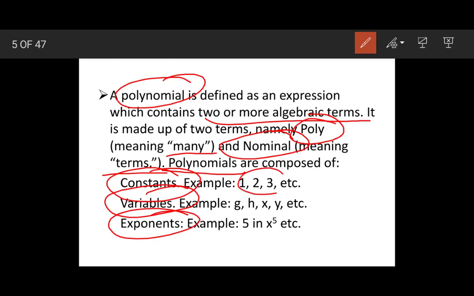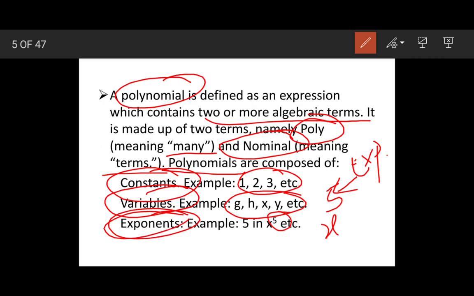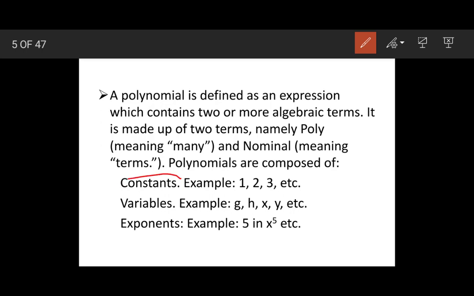By combining these three, we are getting polynomials. Constant means single numbers, only numbers. Variable means small letters, and exponent means this power, this degree. This degree in x raised to 5, this 5 is known as an exponent. So polynomial is made up of three things: constants, variables and exponents. By combining these, we get a polynomial.